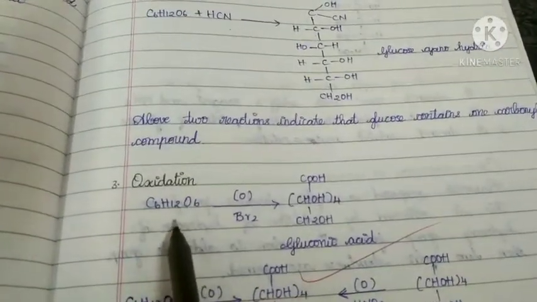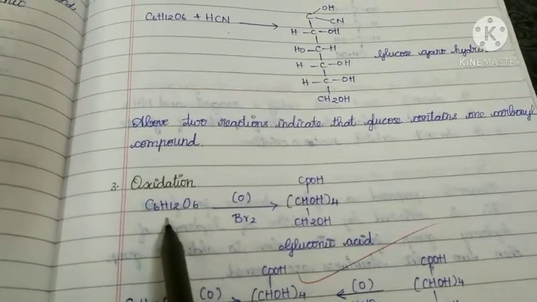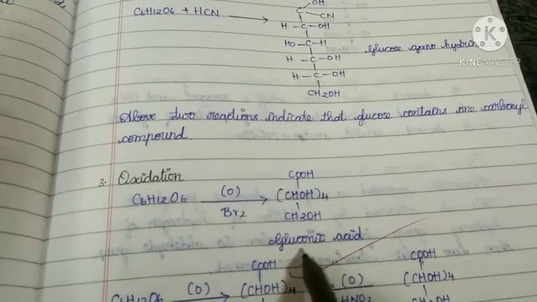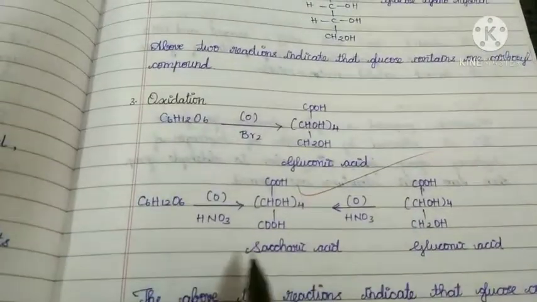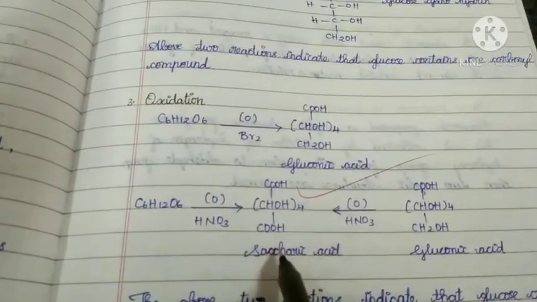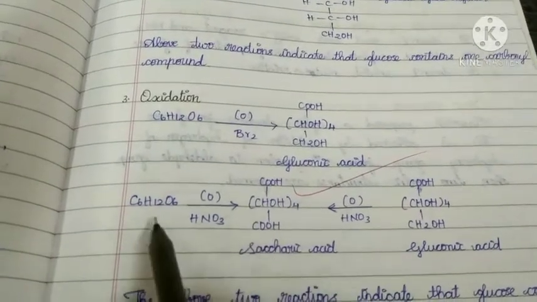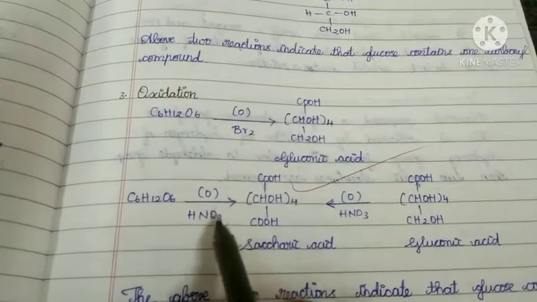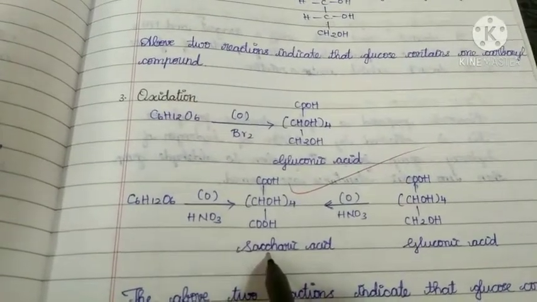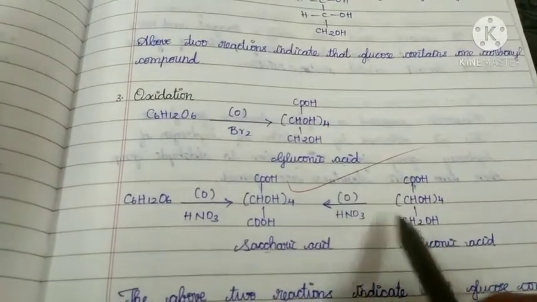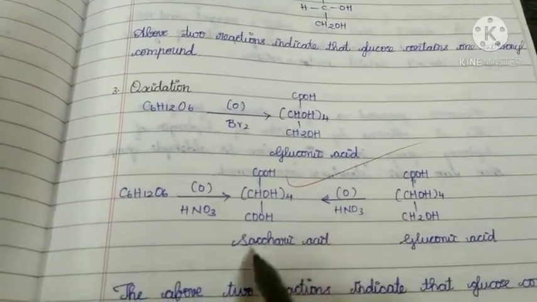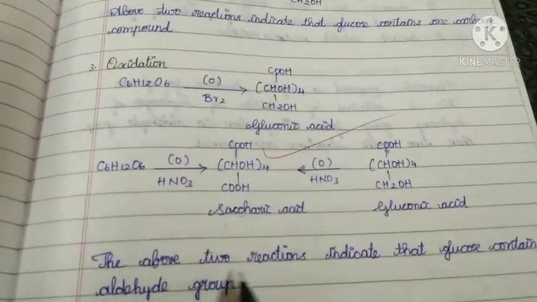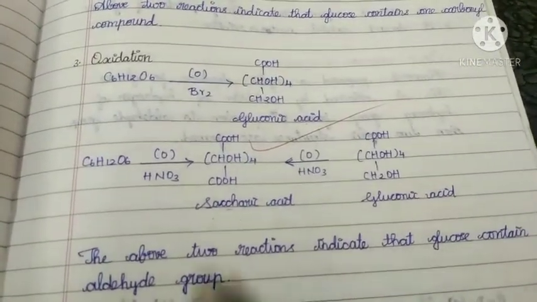Third reaction, oxidation. This is glucose molecular formula. When glucose undergoes oxidation in the presence of bromine, then we get gluconic acid. One more reaction. This is the formula for saccharic acid. When glucose undergoes oxidation in the presence of HNO3, then we get saccharic acid. When this gluconic acid undergoes oxidation in the presence of HNO3, then also we get saccharic acid. What is the point here? The above two reactions indicate that glucose contains aldehyde group.